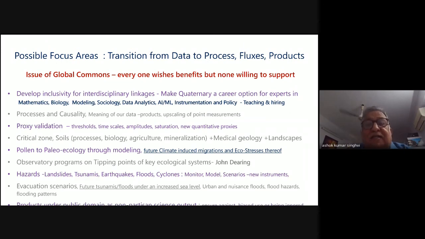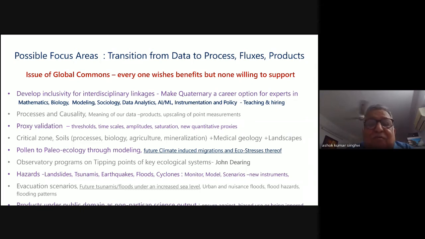The focus area, therefore, again, I mentioned, we need to transition from data science that is there. We are all data intensive, but we are not intensive in processes, flux, and products. That data dump mode, including this Congress, has to go away, to talk in terms of processes, fluxes, and products so that you add value to what you observe. And quaternary science, in fact any geoscience, is now becoming an issue of global commons. Everybody wants to benefit from quaternary geology, but not many are willing to support. And industry surely is not supporting us.